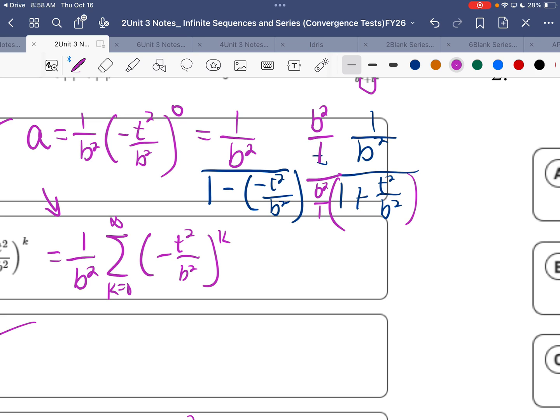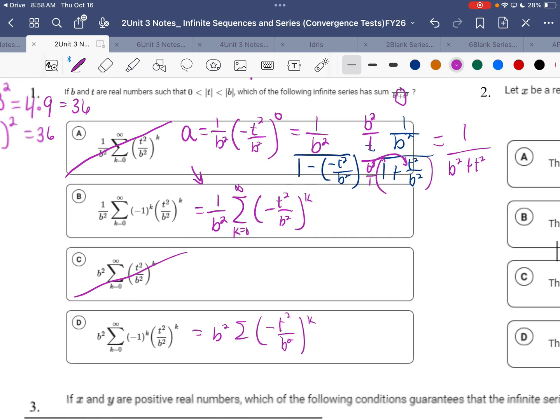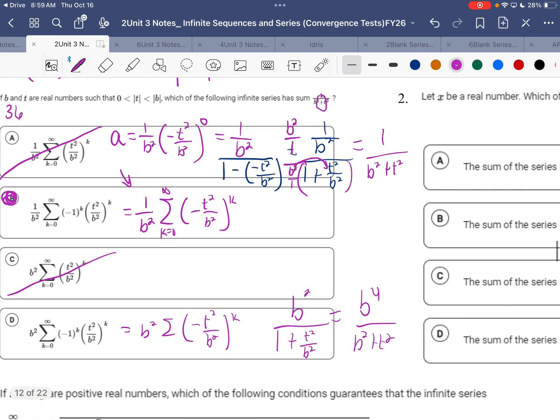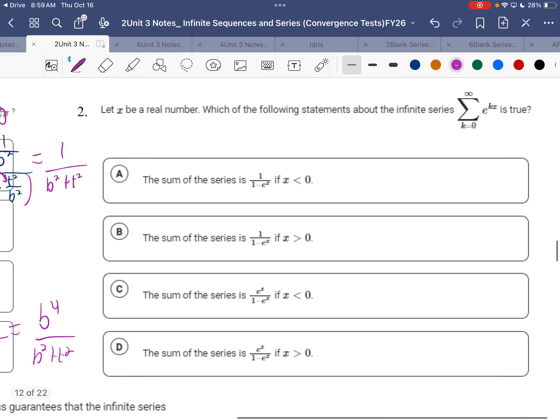So when you distribute that in, you're going to have 1, and then the b squared is going to go to here. And when the b squared distributes to the other term, it's going to cancel out the b squared in the bottom. And yay, you got the right answer. The other one would not have canceled out. You would have had b squared over 1 plus t squared over b squared, which would have simplified to b to the 4th over b squared plus t squared. So that wouldn't have been good. So yippee.